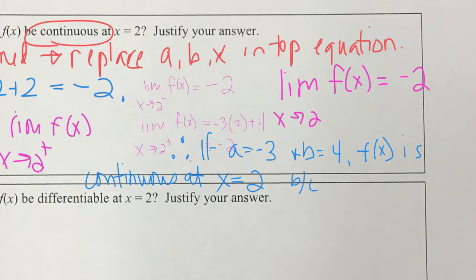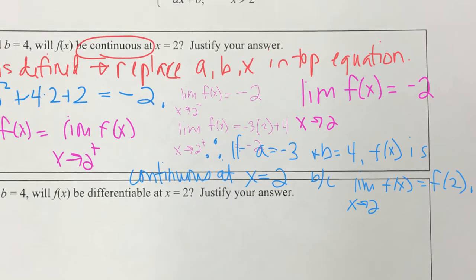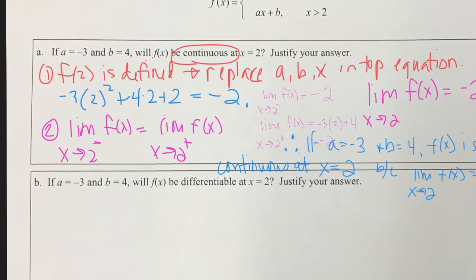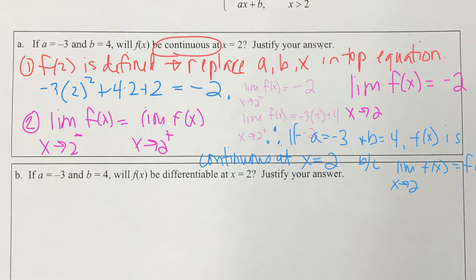Because the limit as x goes to 2 of our function is equal to the y value of our function. So that's everything that we need for continuity, and we will answer the question in a complete sentence. It was asked, if a is this, will it be continuous? So if a is this, then f is continuous because the limit is the same as the y value. For continuity, we need to have the function defined and the limit from the left equals the limit from the right.